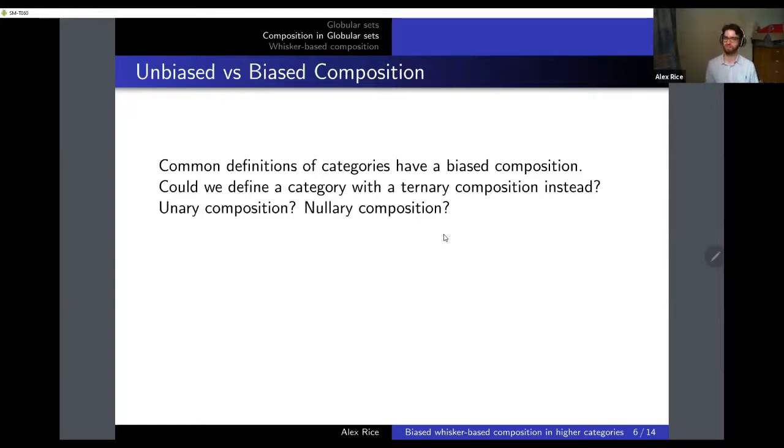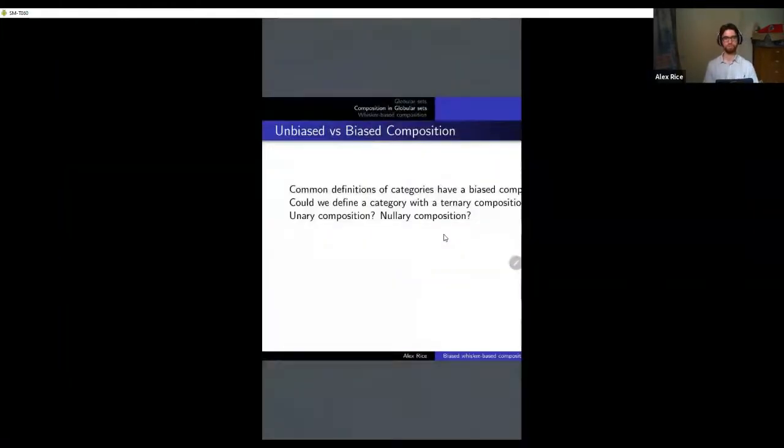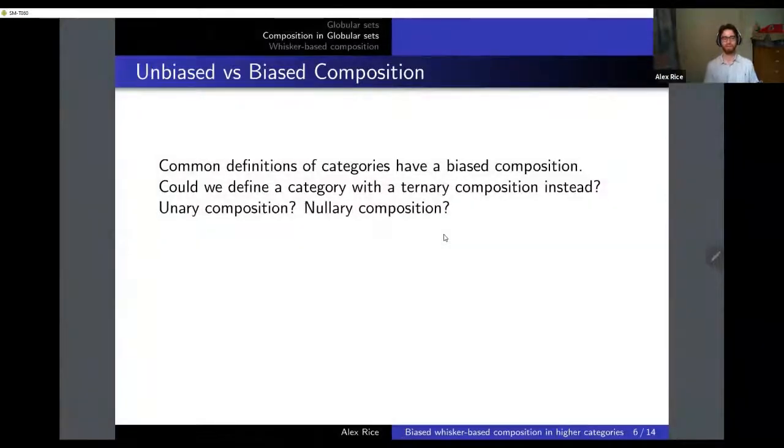I don't think I've ever seen anyone do it, but there's no reason we couldn't really. Does a unary composition make sense? Again, it does make sense, but there's also not much, I can't see a point personally. Does a nullary composition make sense? Yes, I think this actually gives you the identity.